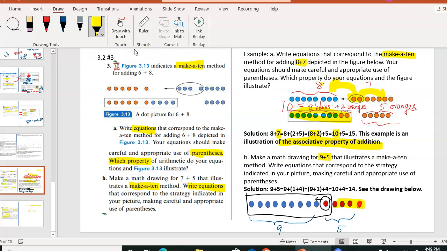Now when you look at the equation, we started with 9 plus 5, but we're going to break down 5. From the picture you can see I took one of them away, and you're left with 4. So 5 can be broken down as 1 plus 4. That one we took away, we add to the 9, which gives us 10. Then we add the rest of the 4 red ones, and that gives us the answer 14.